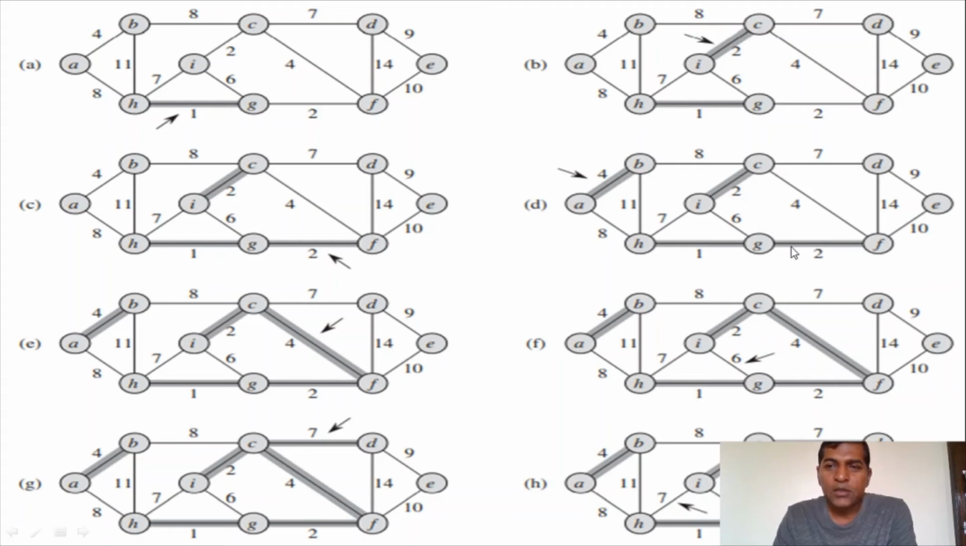Done. The next lightest edge we can get is AB and CF. So we can select either of these, no problem. We'll go with AB. So AB is selected, and A and B both are not connected anywhere to any other vertex. So both these vertices are considered.